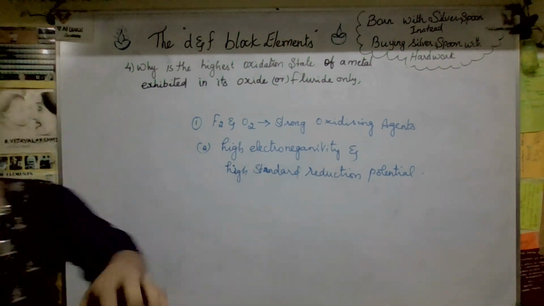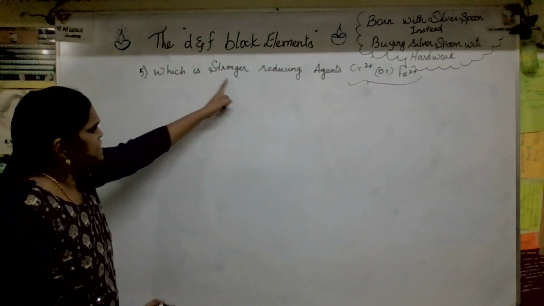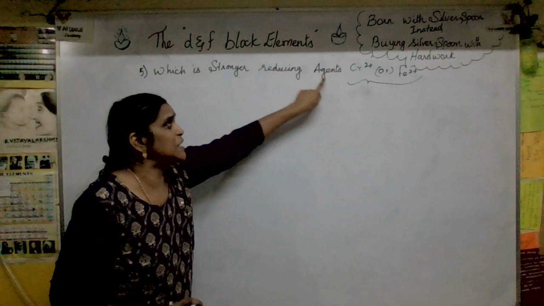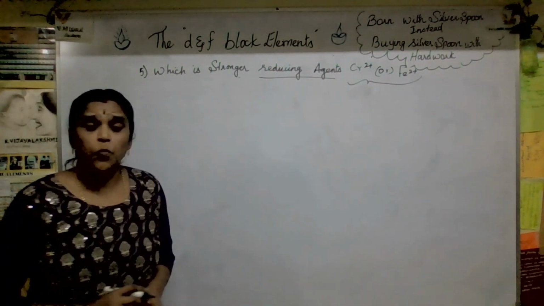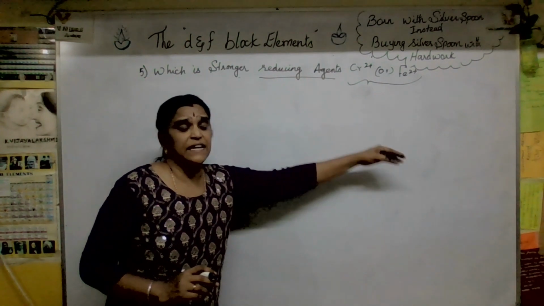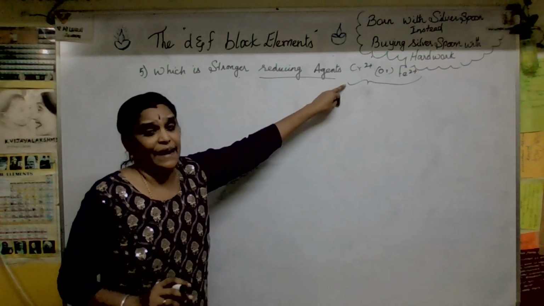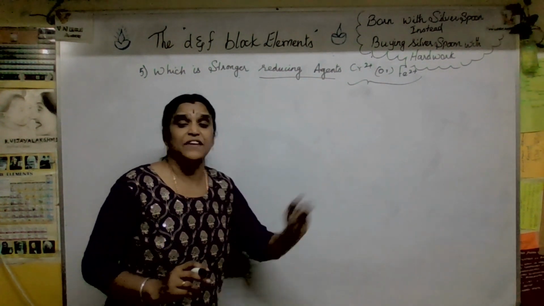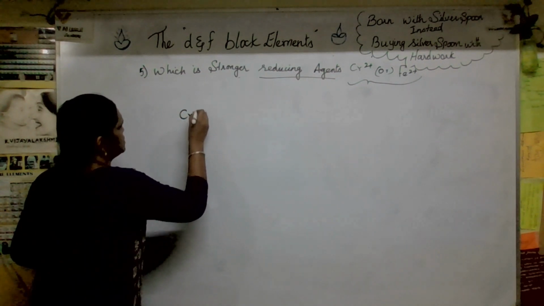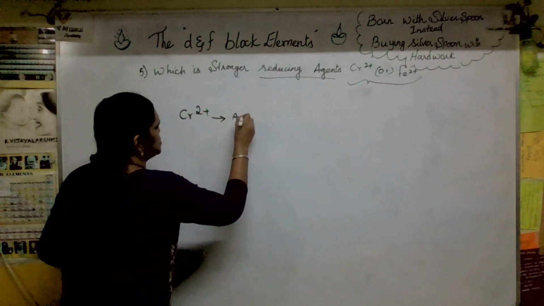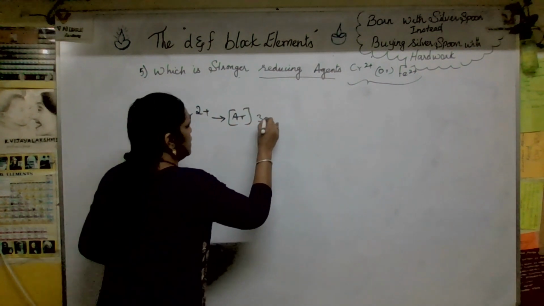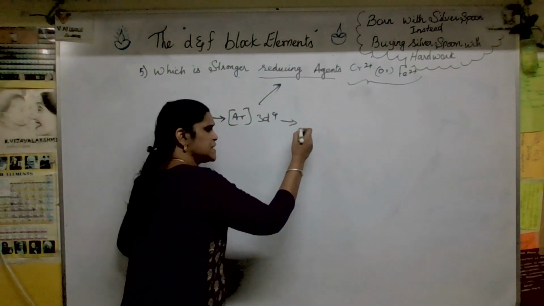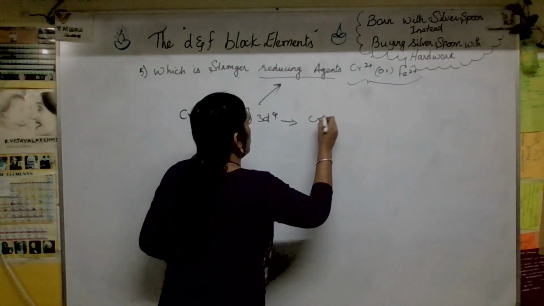Okay, one more important question. Which is the stronger reducing agent, Cr2 plus or Fe2 plus? Generally, Cr2 plus is a very strong reducing agent. Why? Because it oxidizes very easily and forms the Cr3 plus ion. Whereas Fe2 plus cannot oxidize very easily to become a Fe3 plus ion. Come on, let us go for the electronic configuration. Cr2 plus, electronic configuration Ar 3D4. So it is a strong reducing agent. It oxidizes to Cr3 plus.